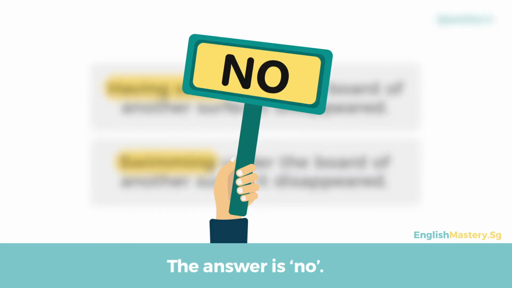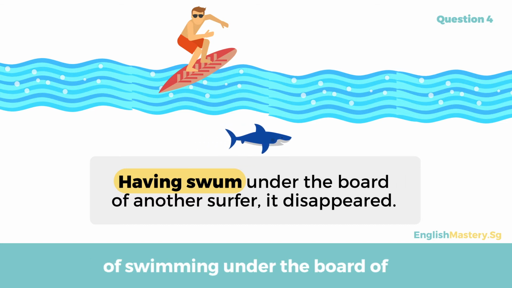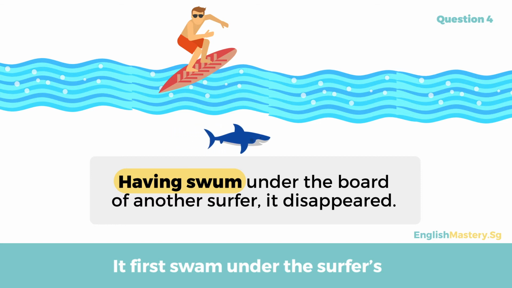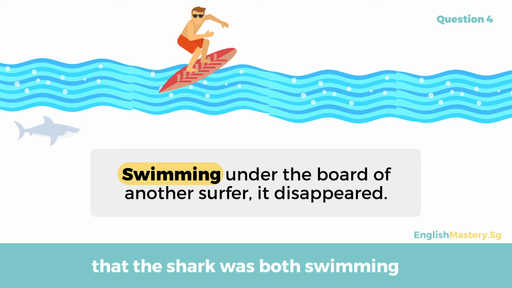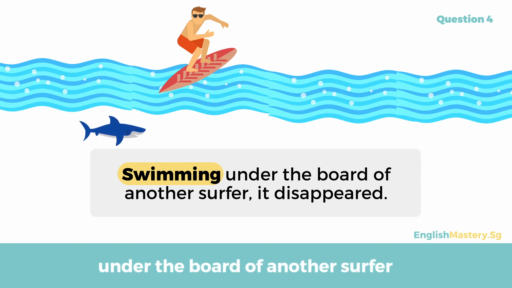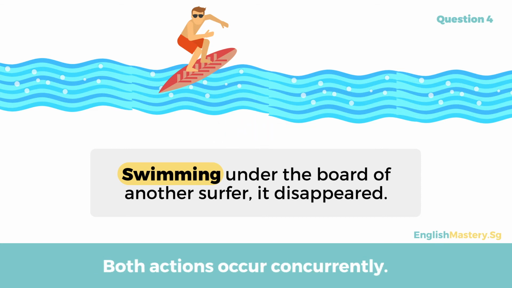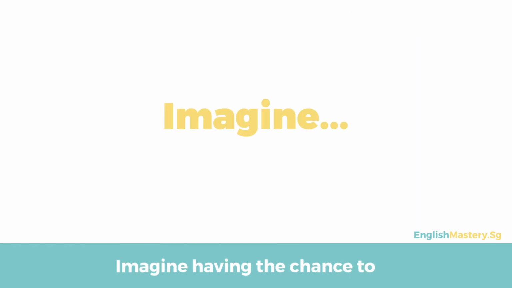The answer is no. In the first sentence, it means that the shark has completed the action of swimming under the board of another surfer before disappearing. It first swam under the surfer's board, then it disappeared. In the second sentence, it means that the shark was both swimming under the board of another surfer and disappearing at the same time. Both actions occur concurrently. Grammar is interesting because we can use it to show such intricate details in the time that each event happens, don't you think?